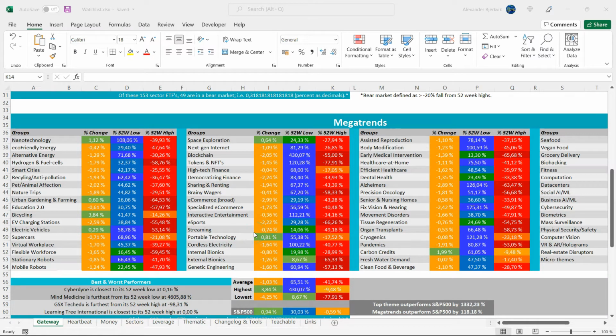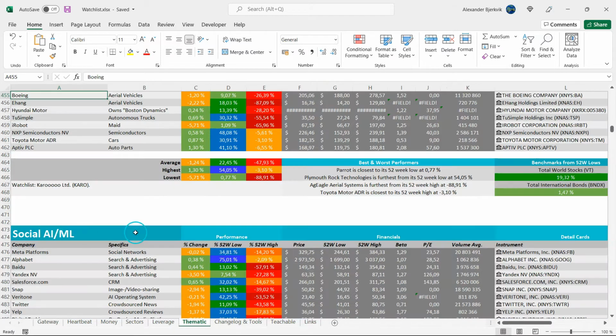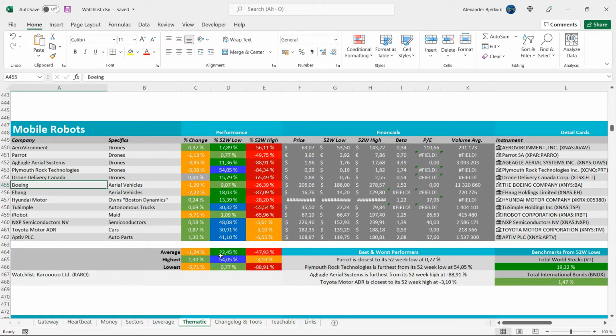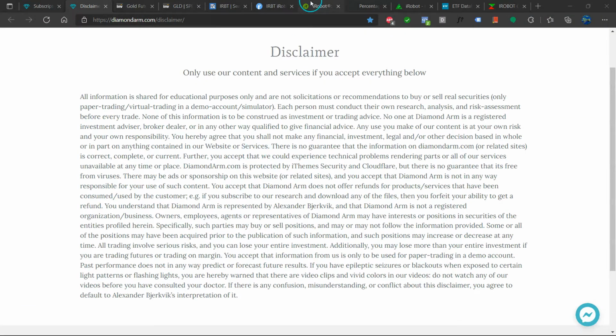So we have iRobot under a theme that I call mobile robots. Average 22% from the 52-week low. They have been through a very substantial minus 48% pullback, deep into bear market territory. Looking at iRobot, basically at the 52-week lows, minus 66% pullback. So yeah, it's at a level where it makes sense to look for bullish opportunities.